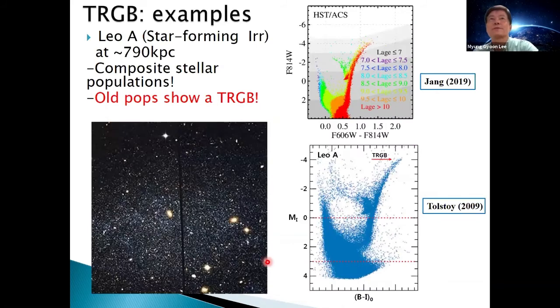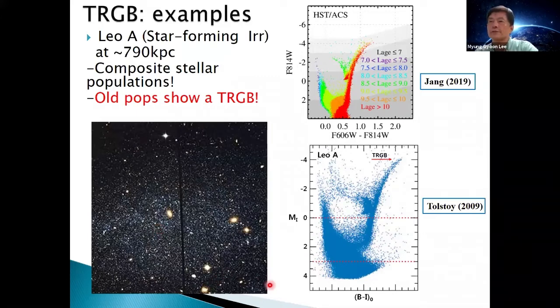The second example is Leo A. It's a star-forming irregular galaxy. In this HST image, you can see many yellowish dots, which are RGB stars. Some bluish stars are young stars. So this galaxy shows complex stellar populations from young to old.